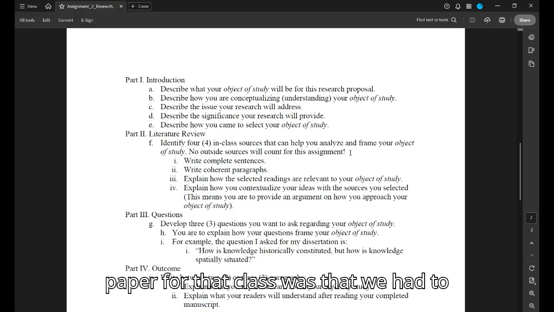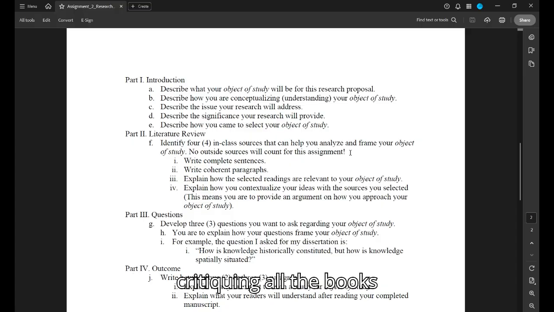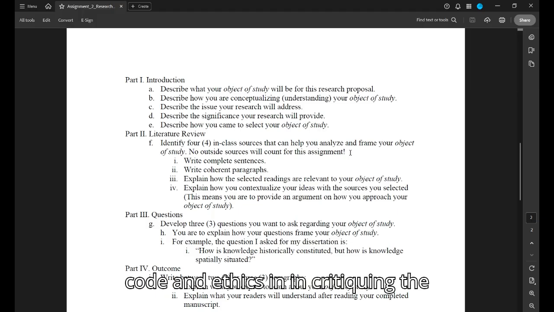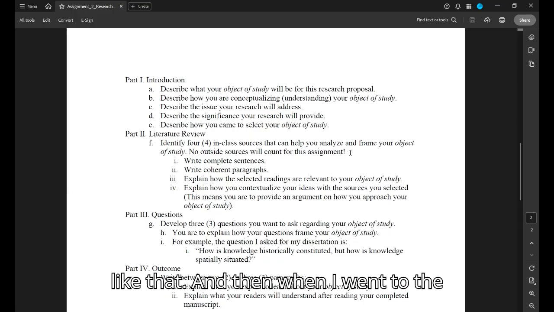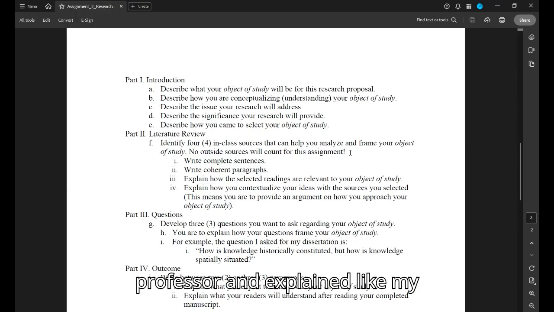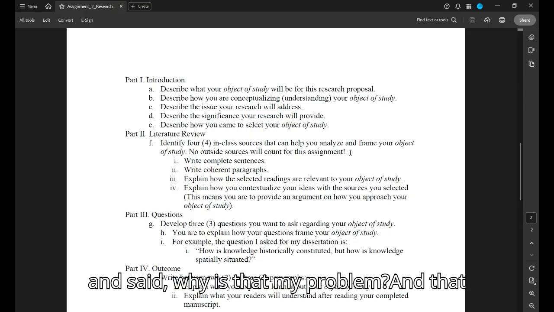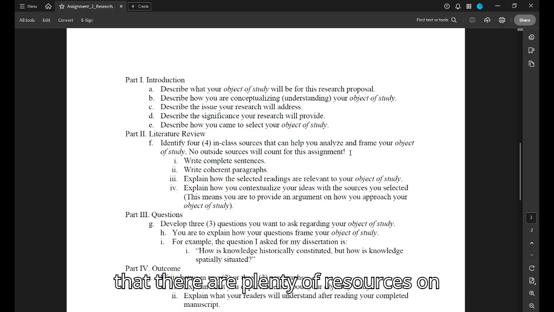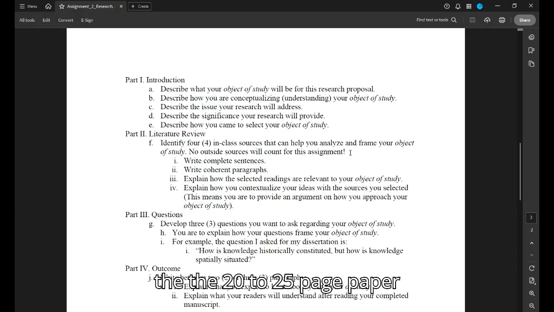And then the final paper for that class was that we had to write between 20 to 25 pages critiquing all the books while interjecting our own moral code and ethics in critiquing the books. So that was my first experience writing a paper like that. And when I went to the professor and explained my background, like transferring, he basically looked at me and said, "Why is that my problem?" And that there are plenty of resources on campus for me to be able to accomplish that assignment, especially the 20 to 25 page paper at the end of the semester.